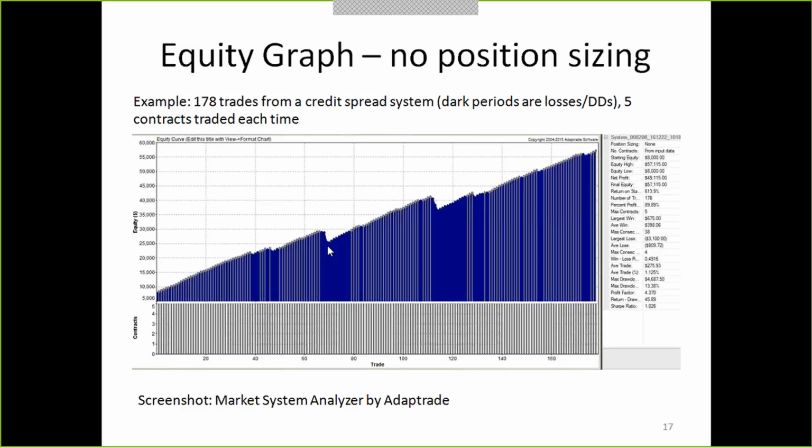position sizing. So this one we're looking at right now, there's no position sizing. We're trading 5 contracts every time, and you can kind of see that down here in this area. The number of contracts is 5, so we're trading it consistently 5 contracts.